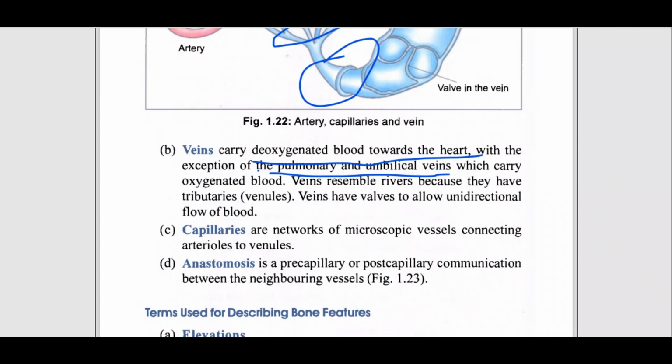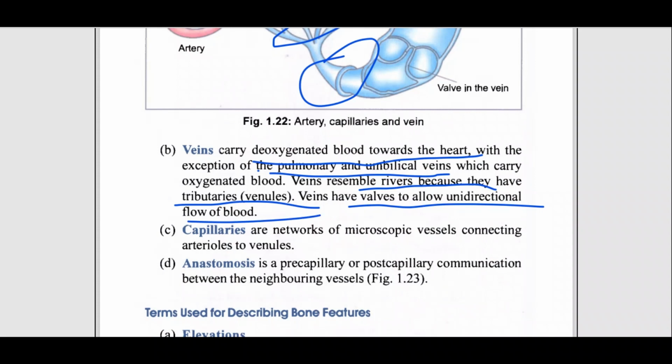क्योंकि यहाँ भी ये BCQs में आ सकता है कि which veins do not carry deoxygenated blood towards the heart. Remember, pulmonary and umbilical veins, they carry oxygenated blood. They never carry deoxygenated blood. Veins resemble rivers because they have tributaries, venules. अब यहाँ पे आप आसानी से देख सकते हैं. अच्छा, इसकी एक और important point है.